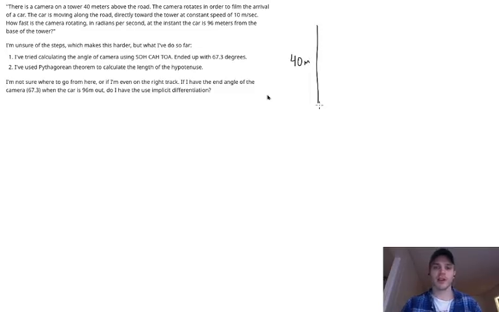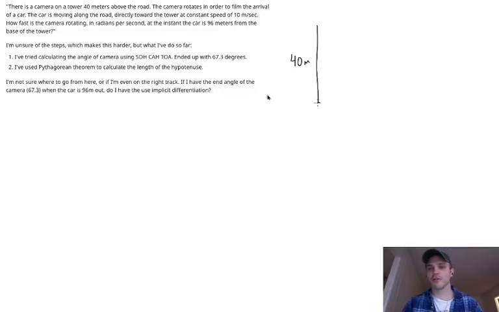Actually, let me just read this. There's a camera on a tower 40 meters above the road. The camera rotates in order to film the arrival of a car. The car is moving along the road directly toward the tower at a constant speed of 10 meters per second. How fast is the camera rotating in radians per second, at the instant the car is 96 meters from the base of the tower?